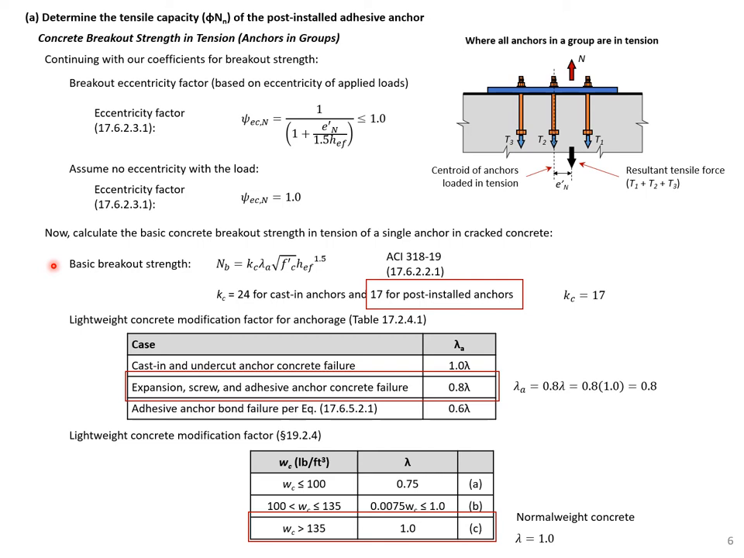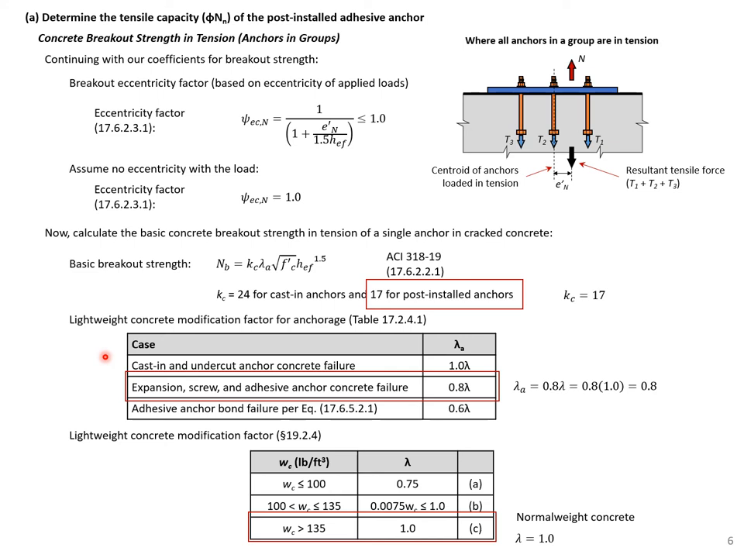And for this equation, we need a few more factors. We need a k_c, which takes into account whether we have a cast-in anchor or a post-installed anchor. We have a post-installed anchor, so our k_c is going to be equal to 17.